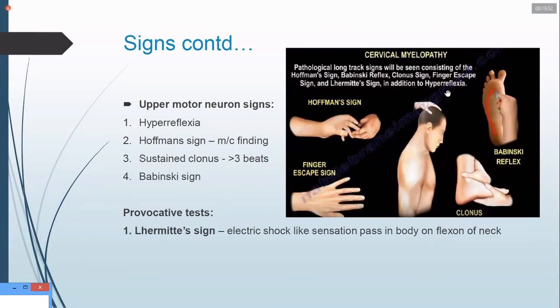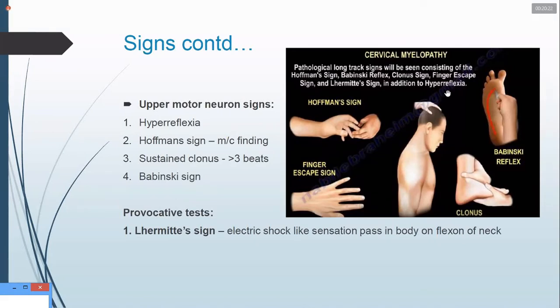can be appreciated, like hyperreflexia, and the Hoffmann sign, the most common. When we flicker the nail of the middle finger, we can appreciate flexion of the distal phalanx of the index finger and the thumb. This is the Hoffmann sign, suggestive of an upper motor neuron lesion. Sustained clonus of more than 3 beats at the ankle and the patella. We can appreciate this clonus.